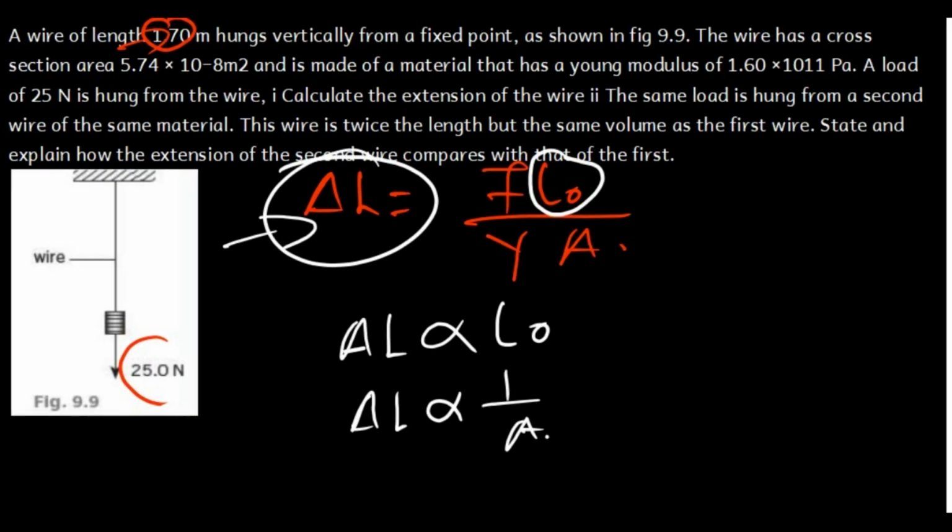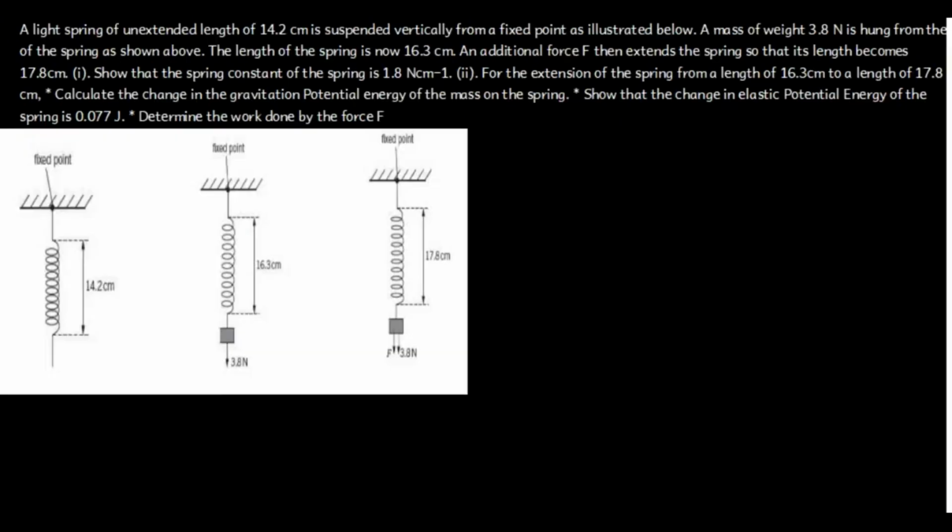When the length increases, the extension is going to increase as well. Okay, so we have a question which is saying a light spring of an extended length of 14.2 centimeters is suspended vertically from a fixed point as illustrated below.